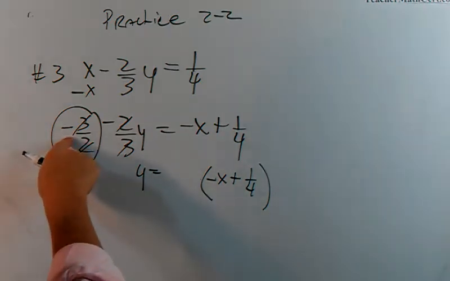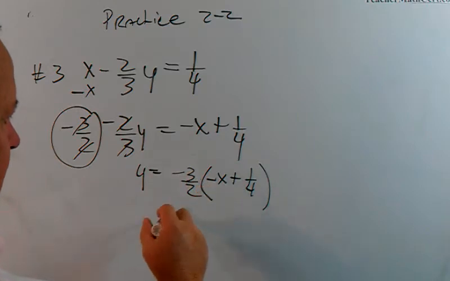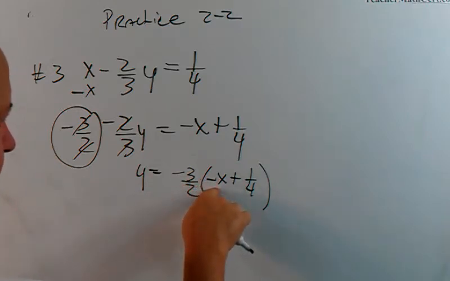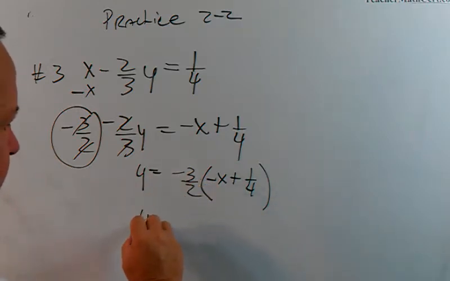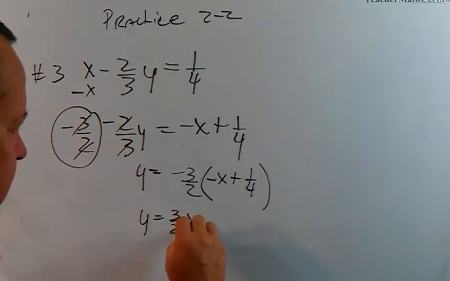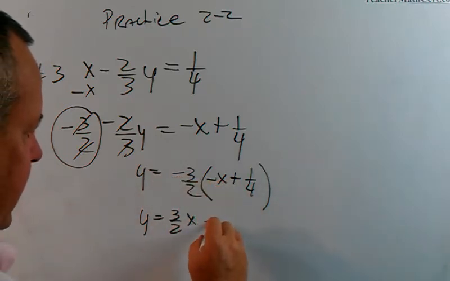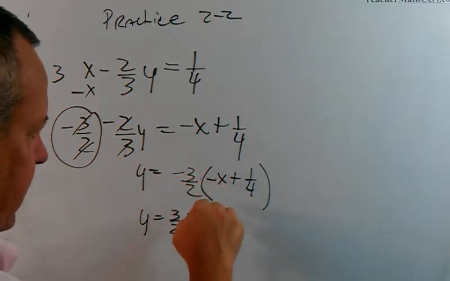So we multiply by negative 3 over 2. Negative 3 over 2 times negative x is going to be positive 3 over 2 x. And then negative times positive is going to be negative 3 times 2.